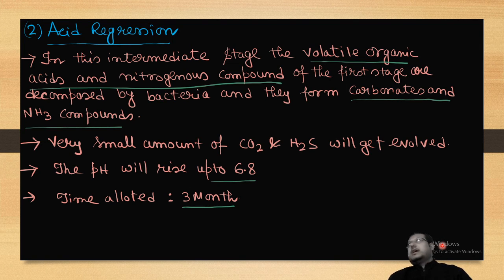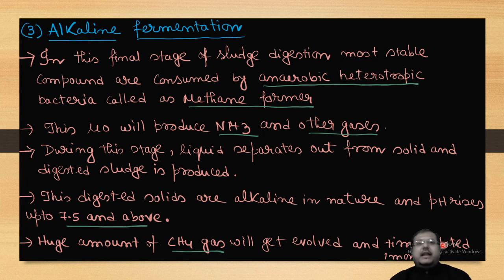Very small carbon dioxide and H2S gas will get evolved and the pH will rise up to 6.8. Time allotted is 3 months. That is acid regression. Then coming to the alkaline fermentation.